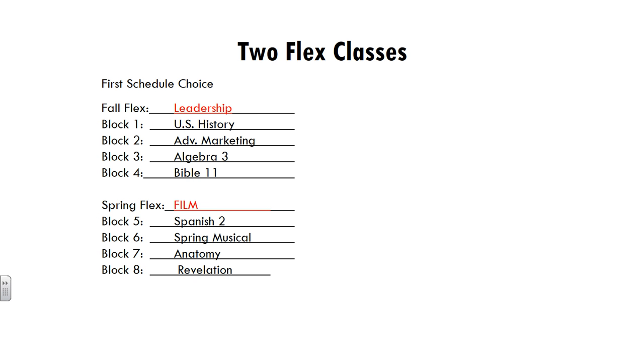Here's another sample. Notice that this student has two different Flex Block classes that run only one term each. On the class schedule grid, you'll see that those Flex Block classes are not shaded gray.